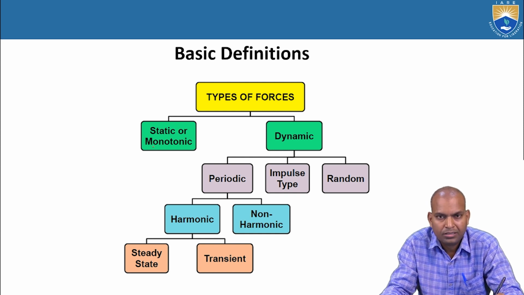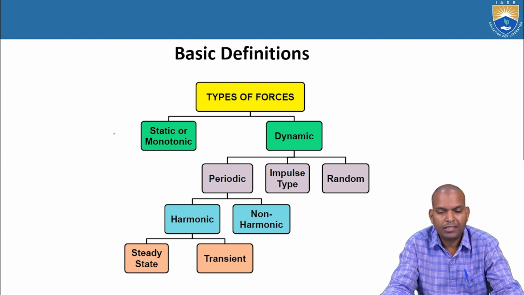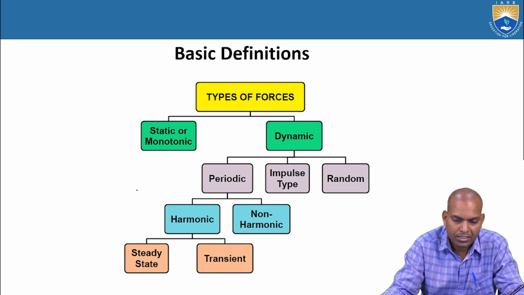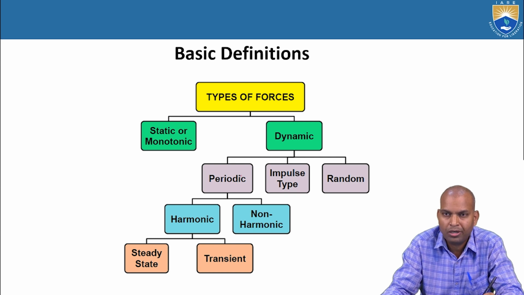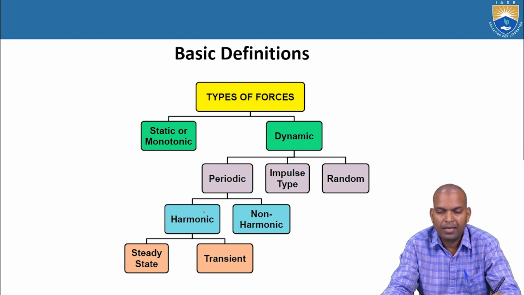Such forces are one, a static force, that is monotonic. Another one is a dynamic force. The static force is not a function of time, whereas the dynamic force is a function of time. There are 3 categories: one is periodic, another is impulse type, and the third is random. The periodic means it is a function of time, it is harmonic.